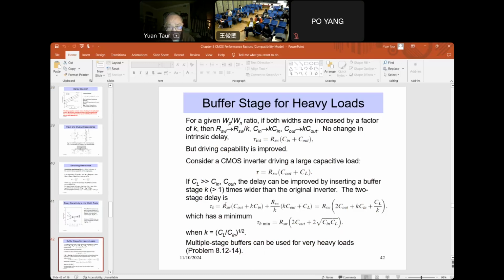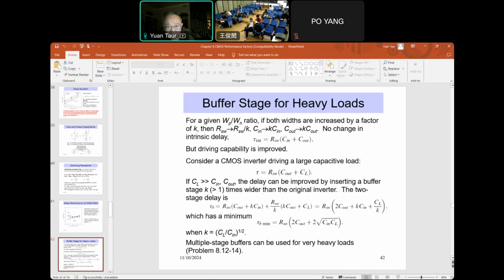Okay, so the total delay can be expressed in this way. And so we can see that there's an optimum value of K because the sum of the second and third term is a minimum. So it's like A plus B has a minimum of 2 square root of AB, where K cancels out. Okay, so this has a minimum of 2 square root of C_in C_L, which means that you can actually improve if C_L is huge.